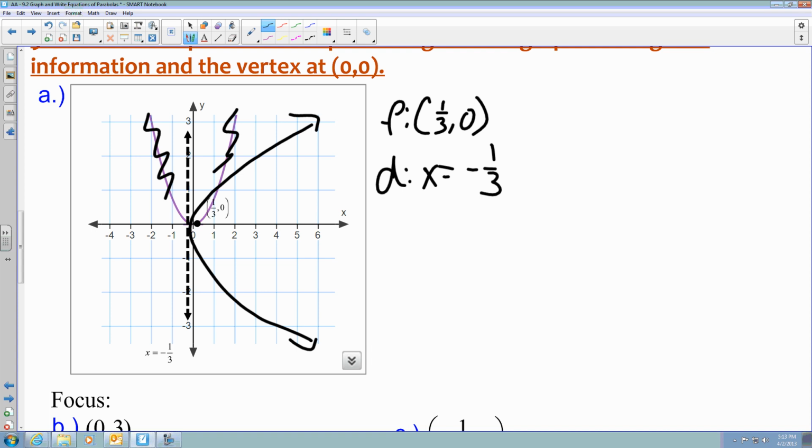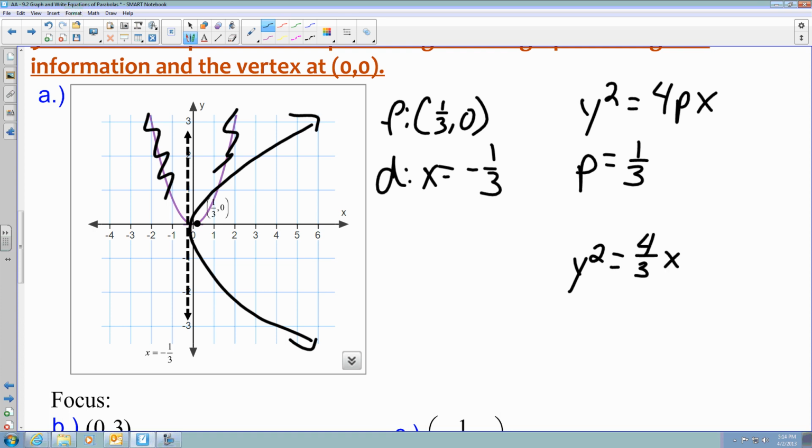So if you look in your information on page 1, we know that it's going to be a y squared equals 4px type of situation. And we know that p equals 1/3. So if I replace p with 1/3 and solve it, my equation for this parabola is y squared equals 4 times 1/3, which gives me 4/3 x. Okay?